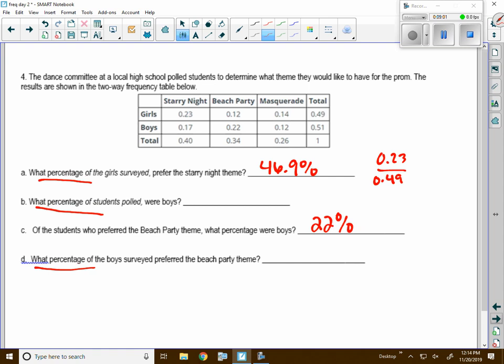Okay, part B. What percentage of students polled were boys? Now that one is straightforward because it's only asking for one thing. So if you look at the number of students polled that were boys, you go to that total and it's 51%.